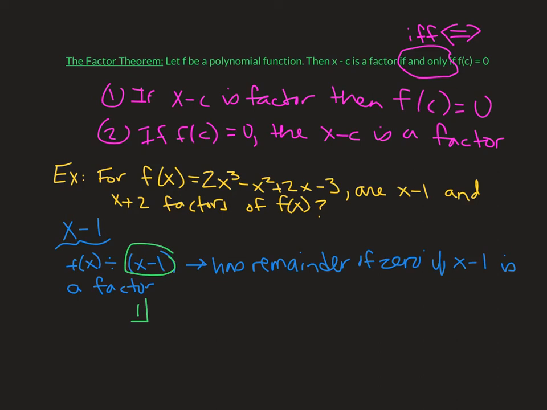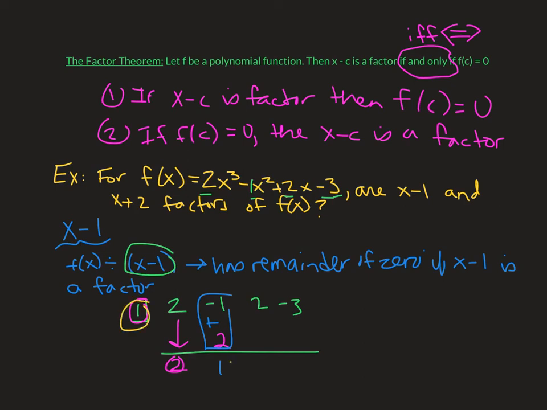And we're going to use the coefficients of our f of x, our coefficients and our constant. So I'm going to use 2, -1, 2, -3. I start by bringing down my first term. Then I do 1 times 2, which is 2. The next thing I do is add the two terms, and I get 1. Then I continue doing the same thing.